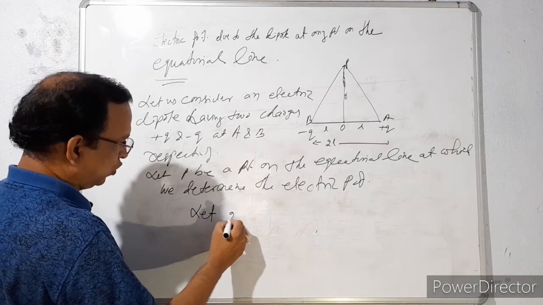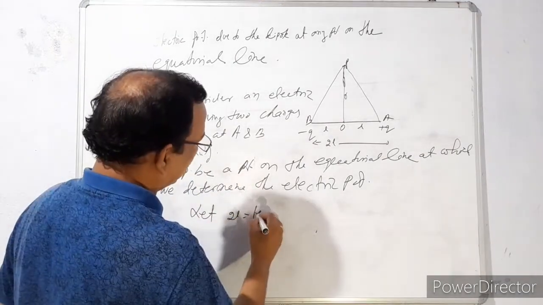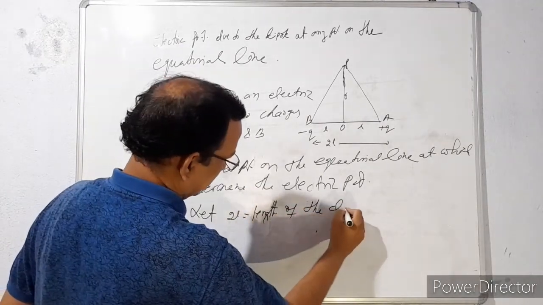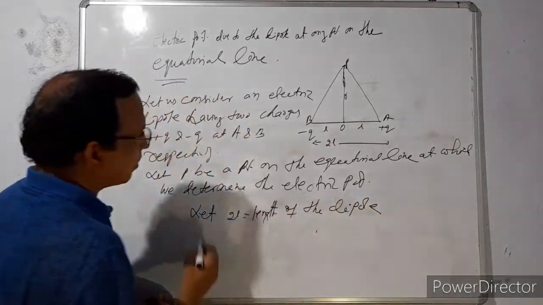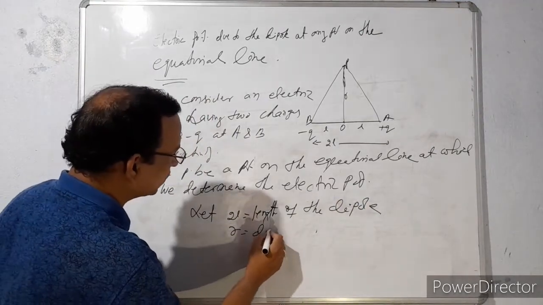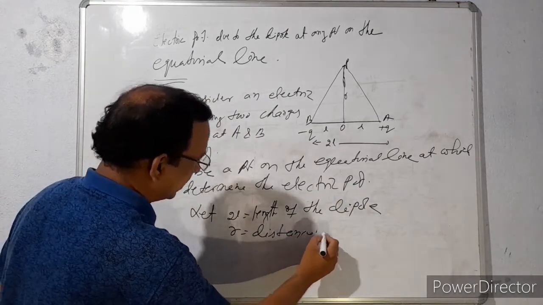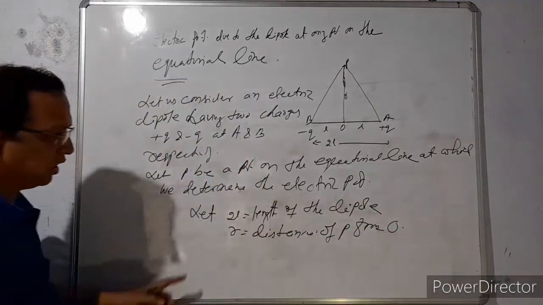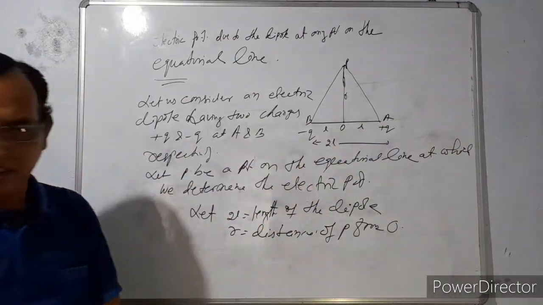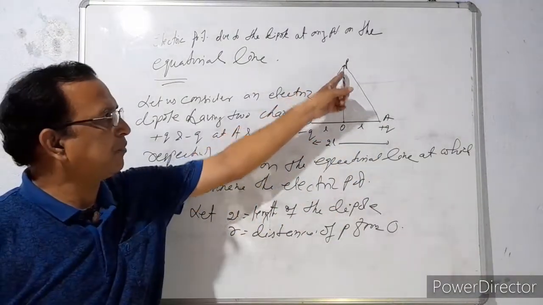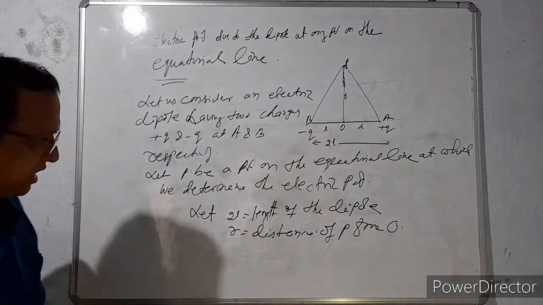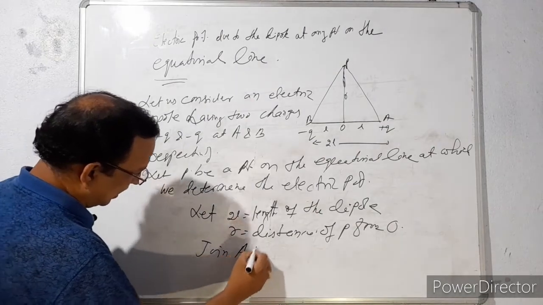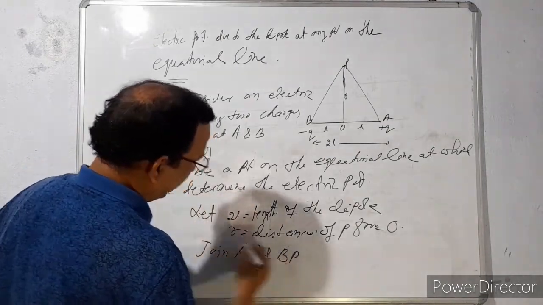Let 2L be the length of the dipole, and R be the distance of P from O. Then join AP and BP, which are equal.